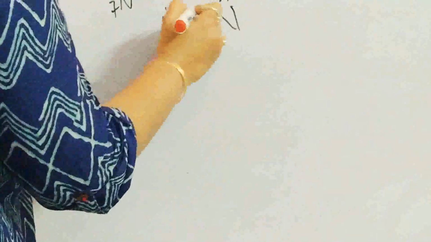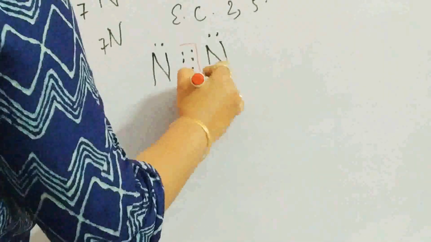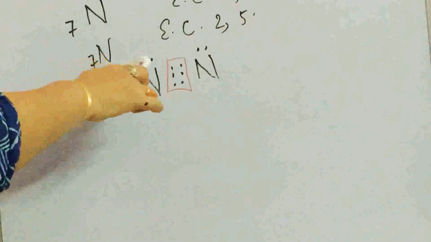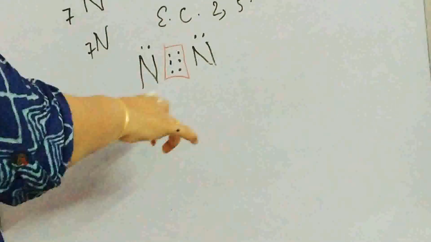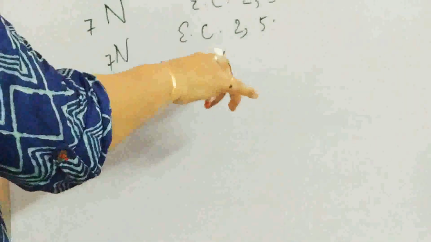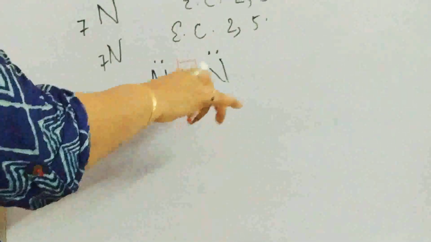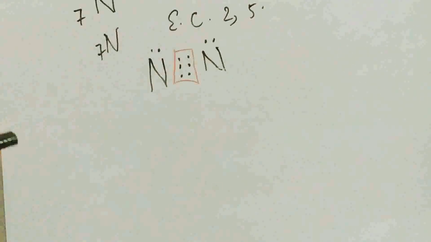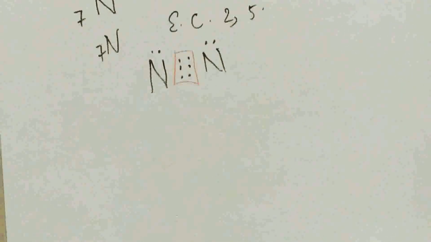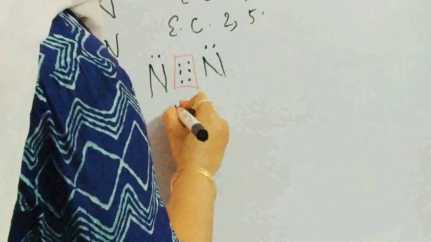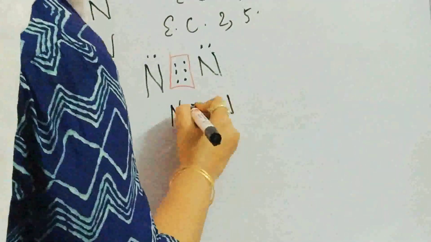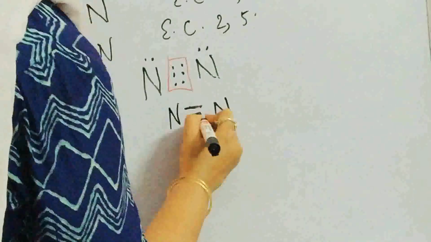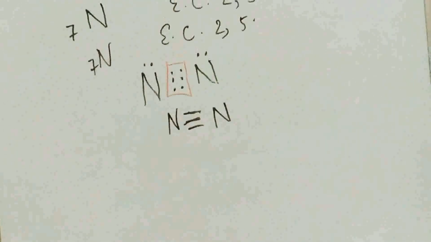2 electrons of their own and 3 shared pairs. 3 shared pairs means 6 electrons plus 2. This nitrogen atom is getting octet configuration, and this one is also getting octet configuration: 6 plus 2, 8. Now how is the triple covalent bond written? By giving 3 straight lines. This is the sign for triple covalent bond.